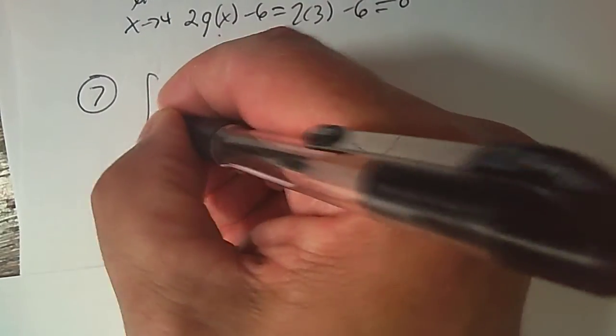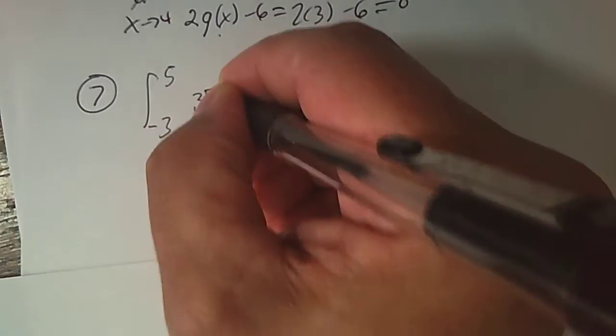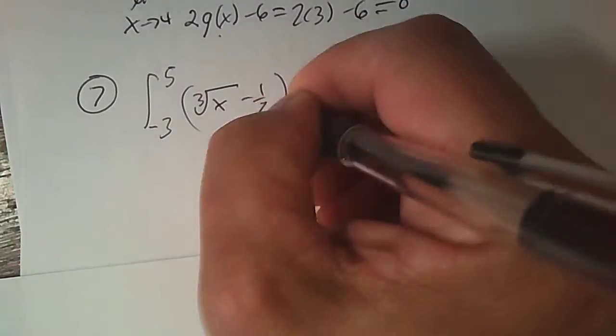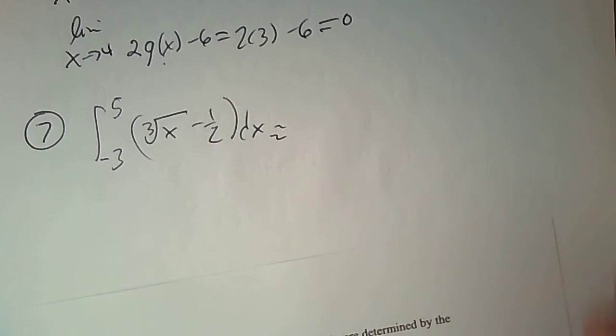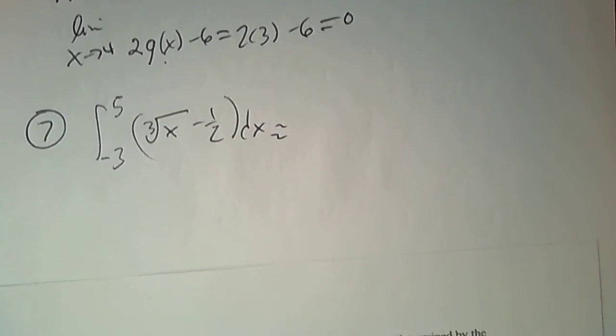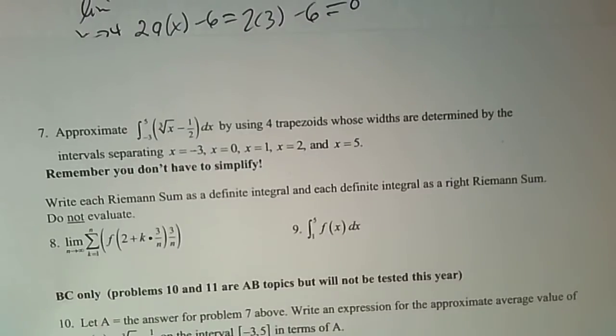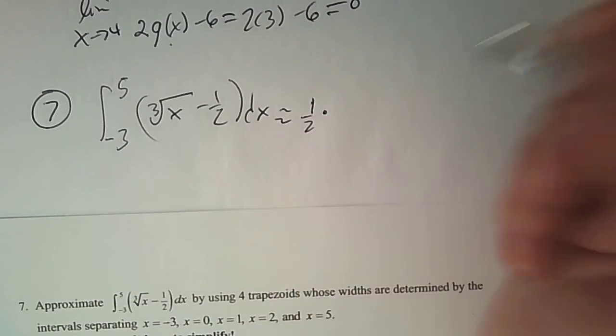So we're integrating from negative 3 to 5 this function, the cube root of x, subtract 1/2 dx, and we're going to use the trapezoidal rule. So we're just going to plug in whenever I need to plug in and not simplify it. So the first interval goes from negative 3 to 0. So trapezoid means you start with 1/2.